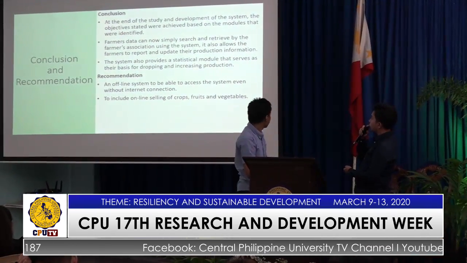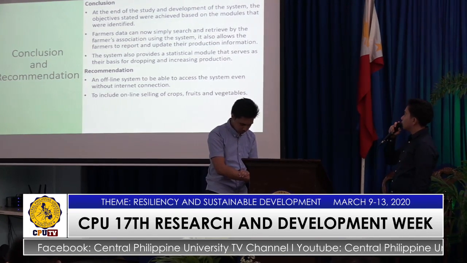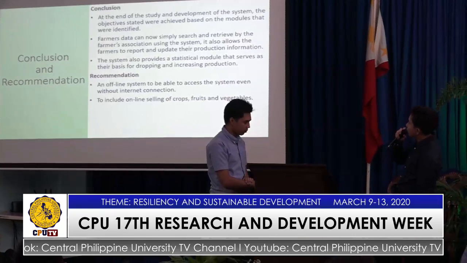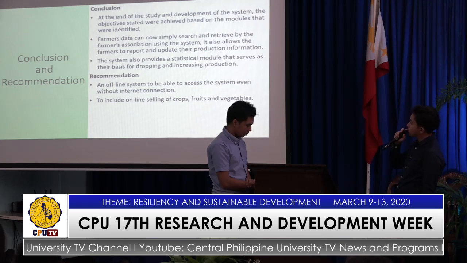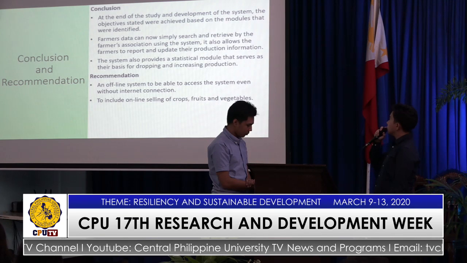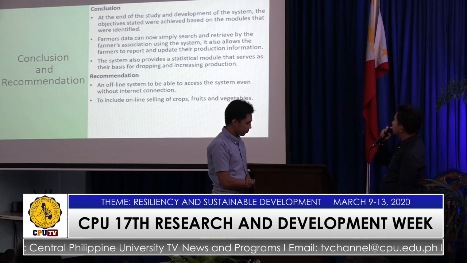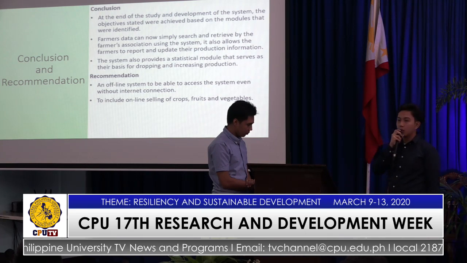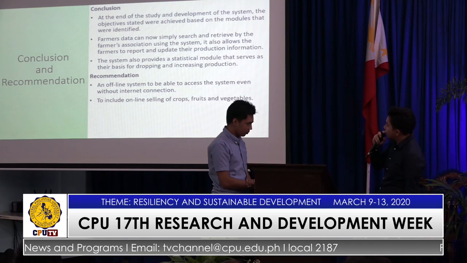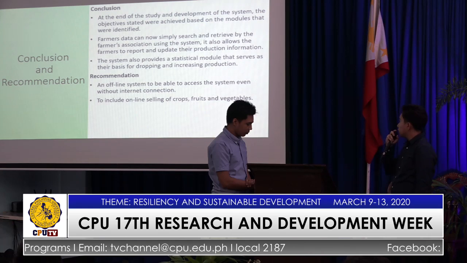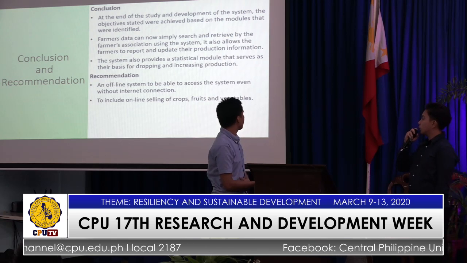And as for the conclusion of the study, at the end of the study and development of the system, the objectives stated were achieved based on the modules that were identified. Farmers' data can now simply be searched and retrieved by the Farmers Association using the system. It also allows the farmers to report and update their production information. And lastly, the system also provides a statistical module that serves as their basis for dropping and increasing production.